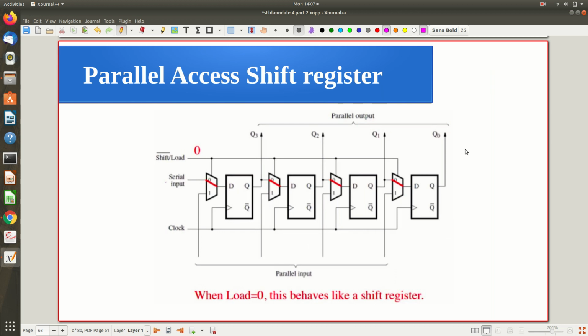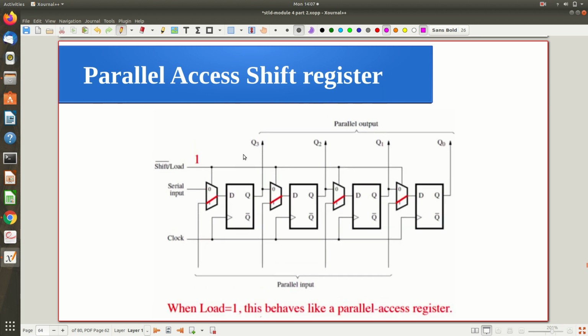Whenever I am giving that control input to be 0, the first input will be selected, and the output of the previous flip flop will be connected as input to the next one, so that shifting operation will happen. Similarly, whenever this control line has a value 1, the external input is fed into the circuit. You can clearly see this. So this kind of bridging will happen. Multiplexer is basically a bridge circuit, right? One of the inputs will be bridged to the output. So now you are getting many applications of multiplexer.